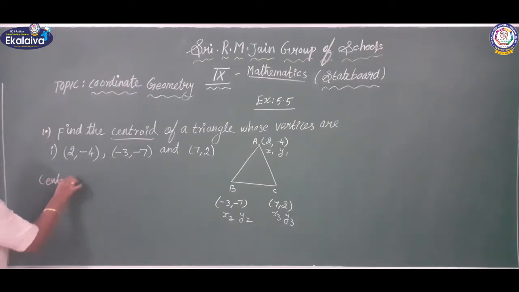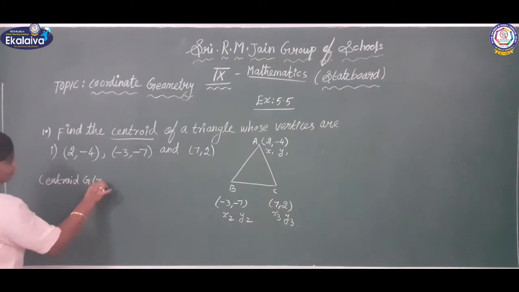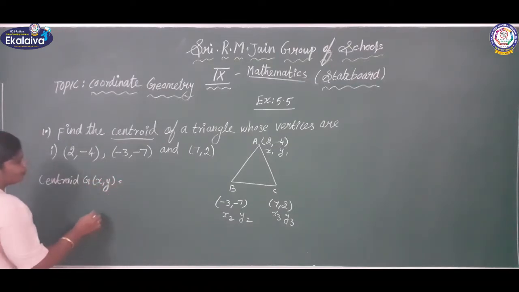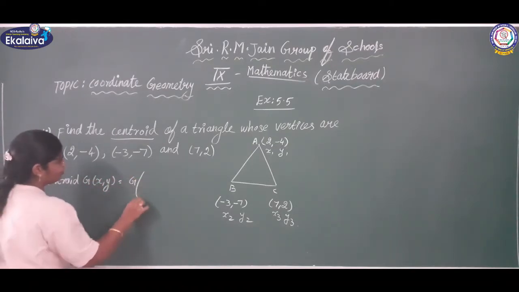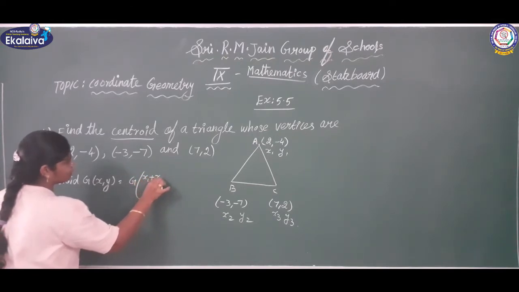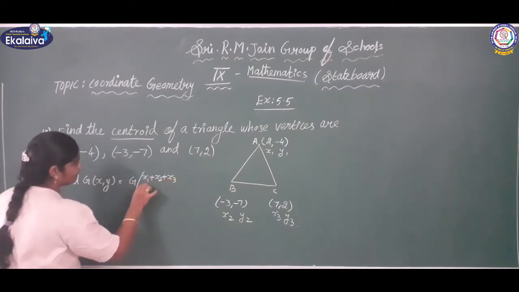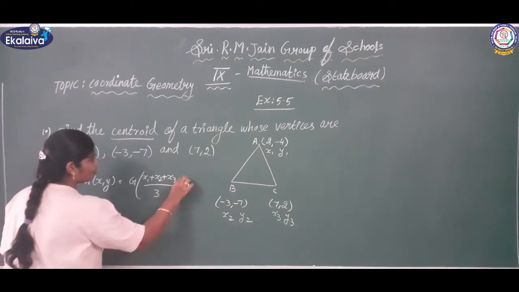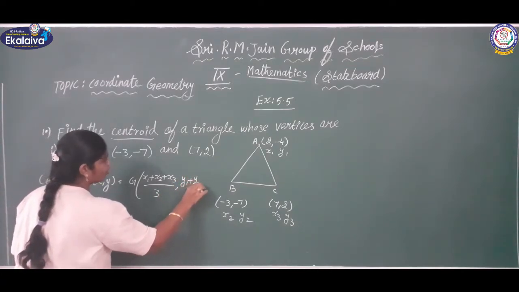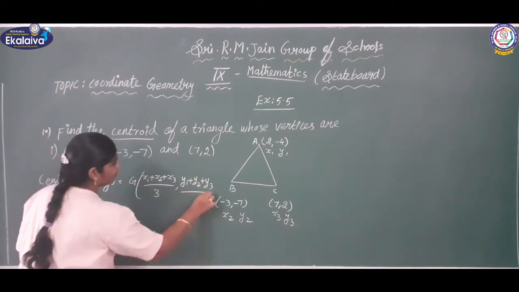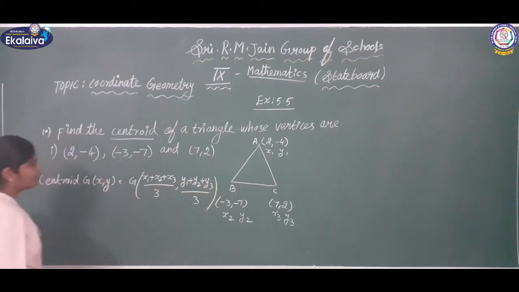Centroid G of (x, y) equal to G of ((x1 plus x2 plus x3) by 3, (y1 plus y2 plus y3) by 3). In this we are going to substitute the values.